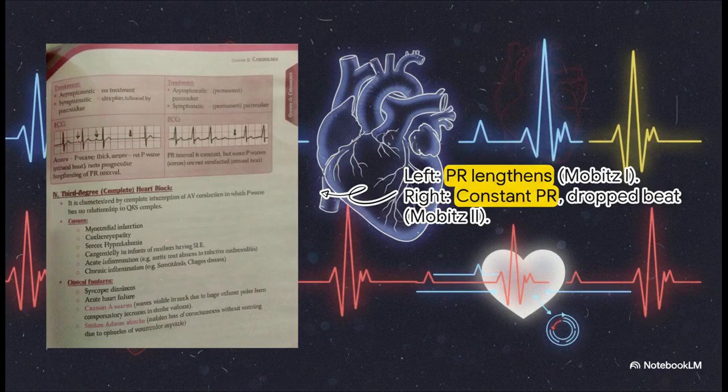And this image just shows the difference perfectly. Look on the left. You can literally see that gap between the P wave and the QRS getting wider and wider right before the beat drops. Now look at the right. The gap is the same, and then, all of a sudden, there's a P wave all by itself with no QRS to follow. It's a striking difference when you see them side by side.